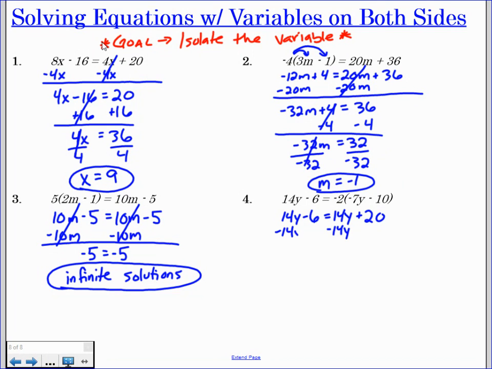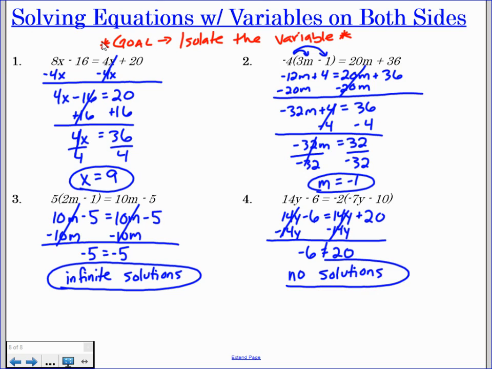Subtract 14y, and I will get both of my variable terms canceling out, which will leave me with negative 6 equals 20. That is by no means true. Negative 6 is not equal to 20. So in this case, if my variable terms cancel out and I'm left with two constants that are not the same, there are no solutions to this equation. Okay, there is not a solution that exists to this equation.